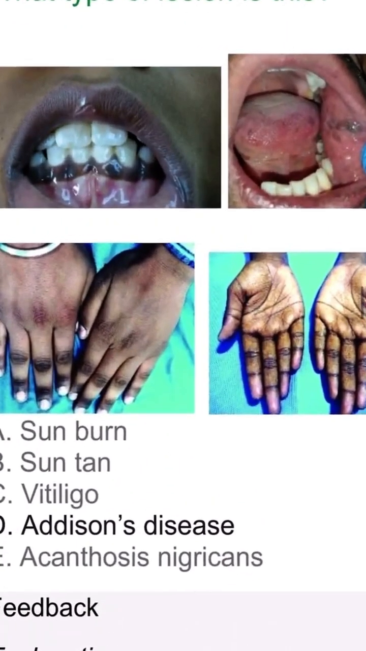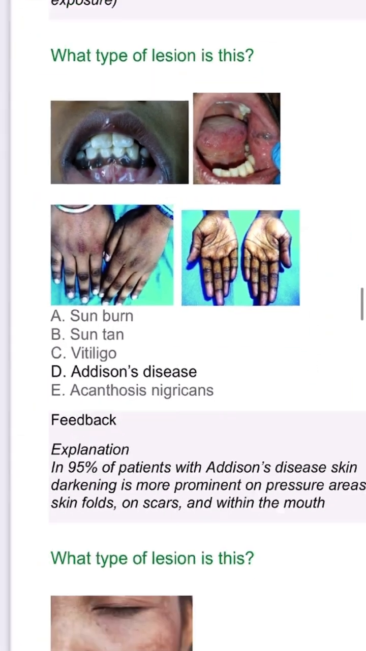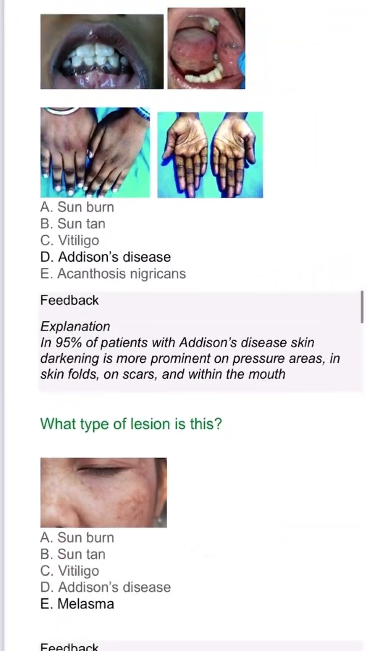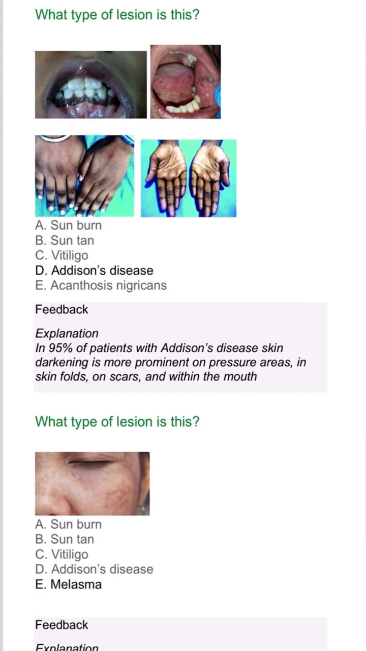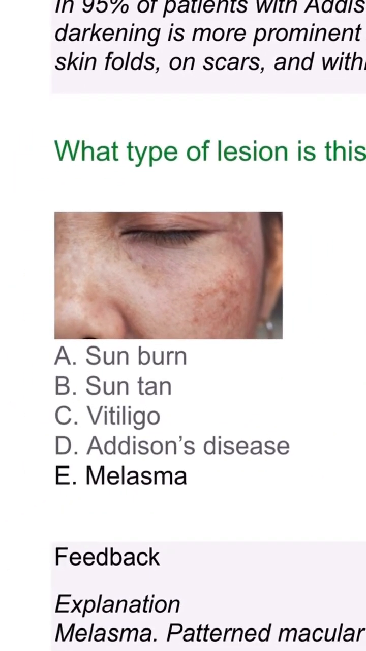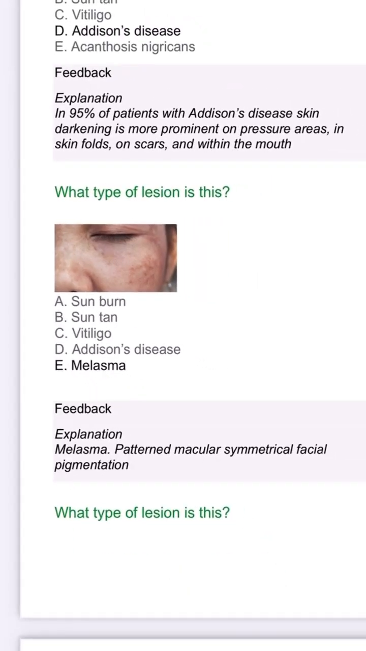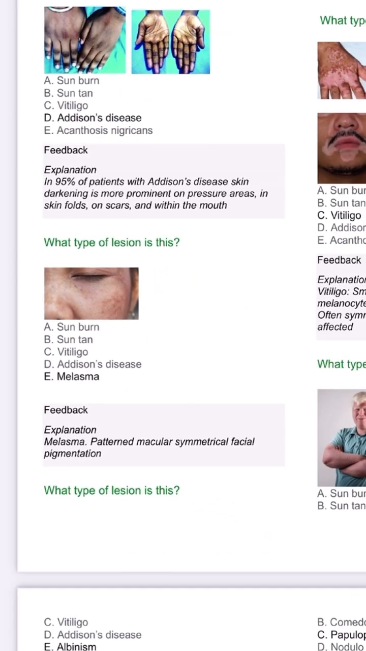Okay, so which type of lesion is this? Addison's disease, darkening of the skin. In 95% of patients with Addison's disease, skin darkening is more prominent on pressure areas, in skin folds or scars, and within the mouth. Which type of lesion is this? So this is melasma, mask of pregnancy. Melasma, a macular symmetrical facial pigmentation pattern.